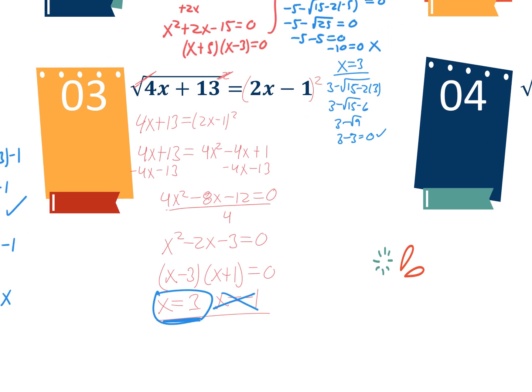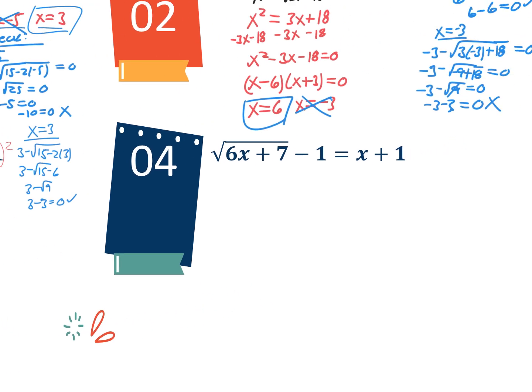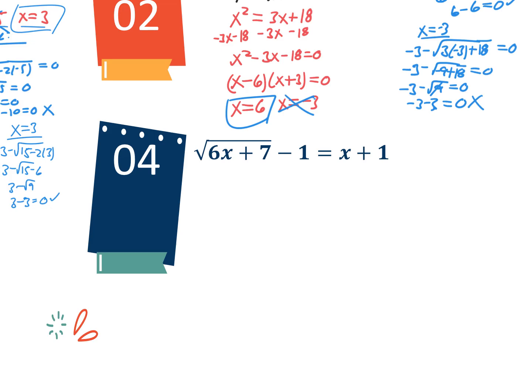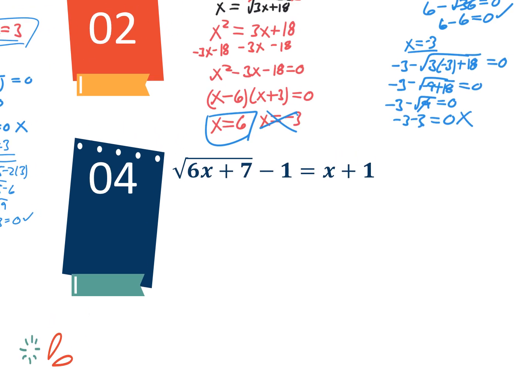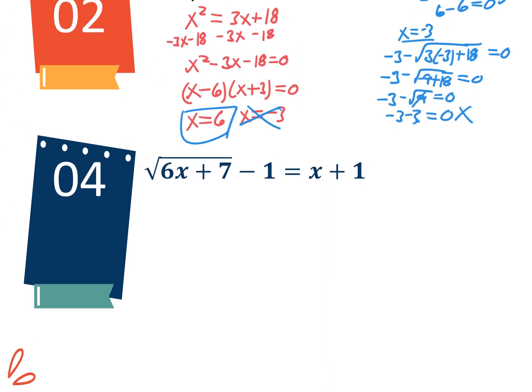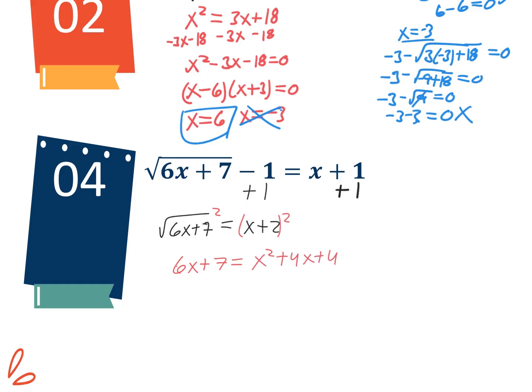Let's try the exact same thing with the next one. Again, a tedious process, but it's the same process. I want to get the square root completely by itself. And it looks like over here, to get the square root by itself, I just need to add the 1 on both sides. And so I end up with the square root of 6x plus 7 equals x plus 2. Just like before, now that I have the square root by itself, I can square both sides. I get 6x plus 7 equals, when you FOIL it, x squared plus 4x plus 4.